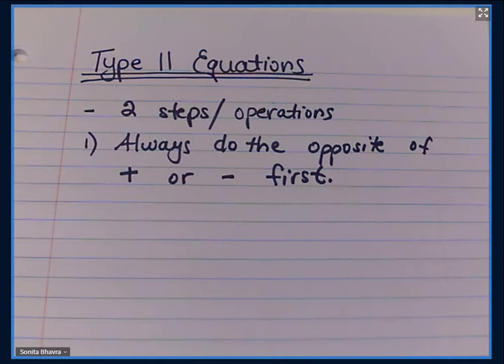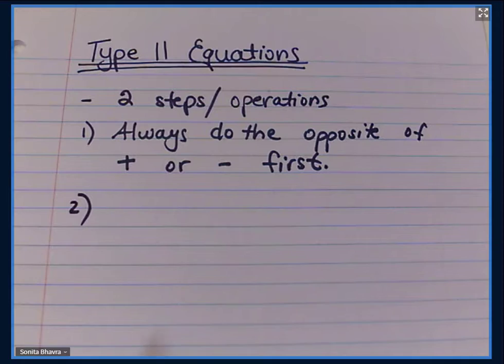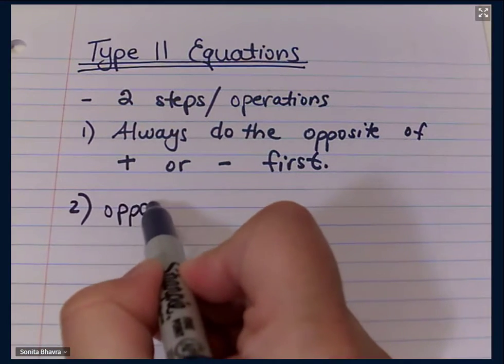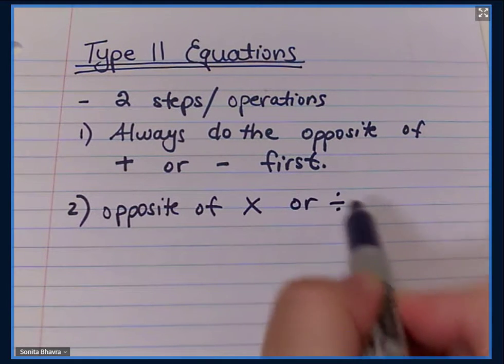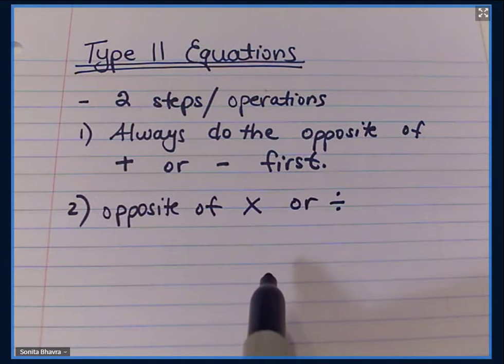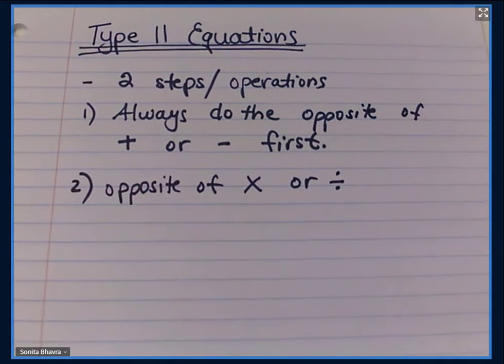All right, so we were looking at type 2 equations today, and these equations are going to have two steps or two operations that have to be done in order to solve for the variable. So the first step is always do the opposite of addition or subtraction first, and then secondly, you would do the opposite of multiplication or division secondly. All right, so those are the two steps.